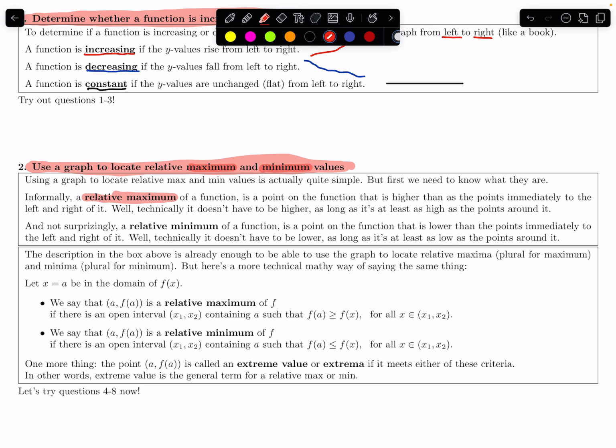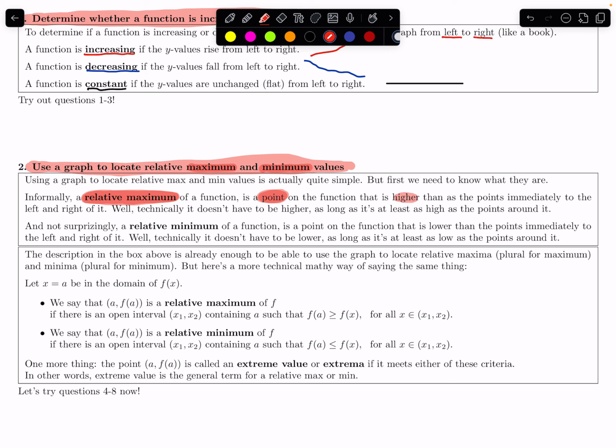So a relative maximum, relative meaning relative to the points around it, and not for the whole function overall. A relative maximum of a function is a point. Typically we give the maximum as a coordinate with the x and y coordinate, although some people use it loosely to say relative maximum is just the y part of a coordinate. But our answers are going to be written as points.